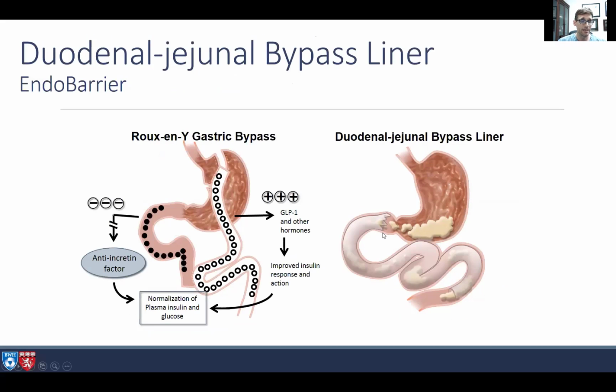A liner does the exact same thing, okay? It is sheltering the duodenum from food, downregulating anti-incretins, and it is dumping food more distally, okay, and preventing the mixing of bile and pancreatic juices with food, causing an augmenting or upregulation of the signaling.